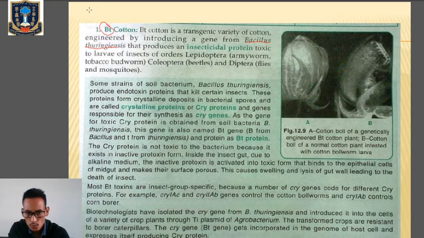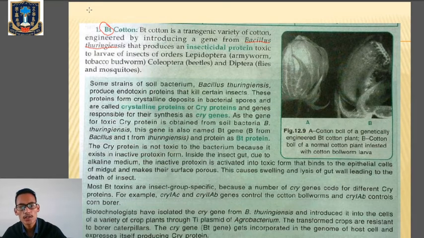Endotoxin means it is produced within the body. So they produce endotoxin proteins that kill the insect. These proteins are in the form of crystals, deposited in the form of spores, and therefore they are called crystalline proteins or Cry proteins. These Cry proteins are produced with the help of the gene called the cry gene. Clear? So the gene for the toxic Cry protein is obtained from the soil bacterium Bacillus thuringiensis.